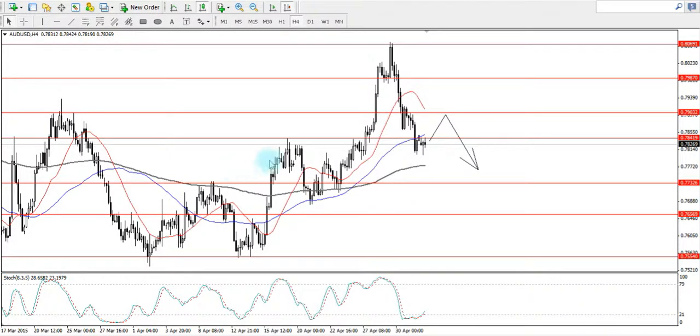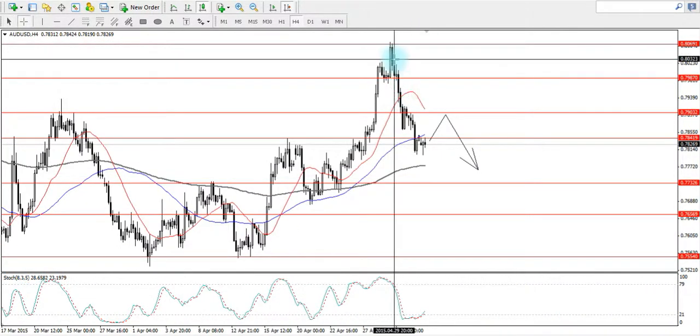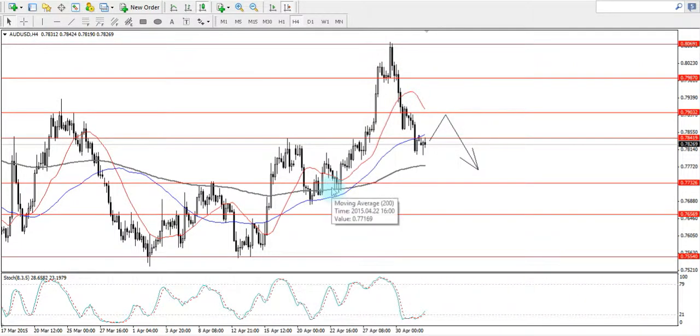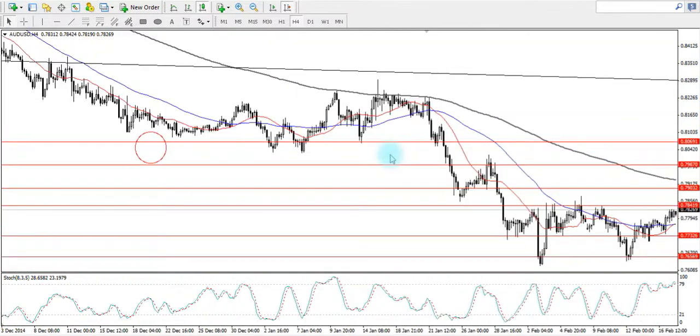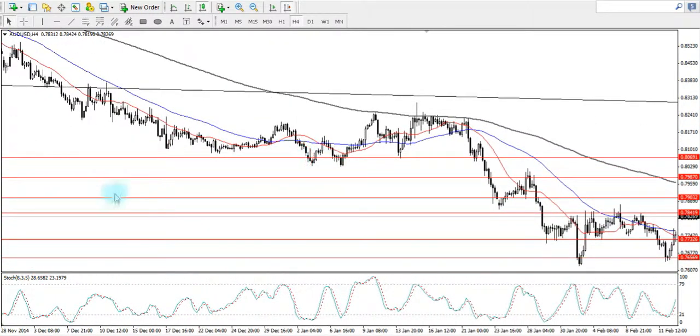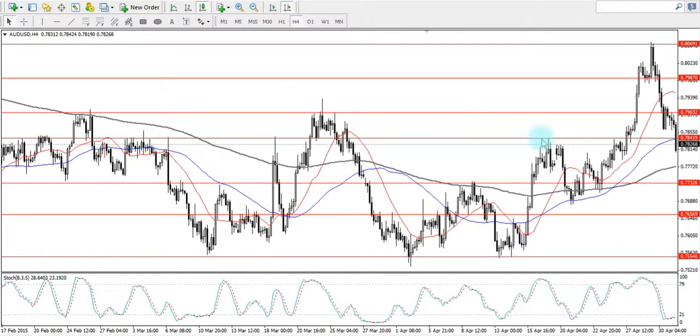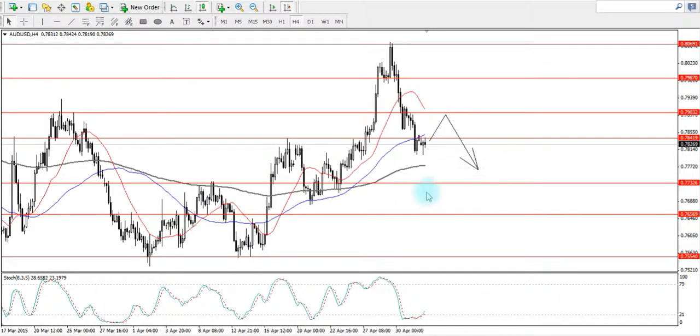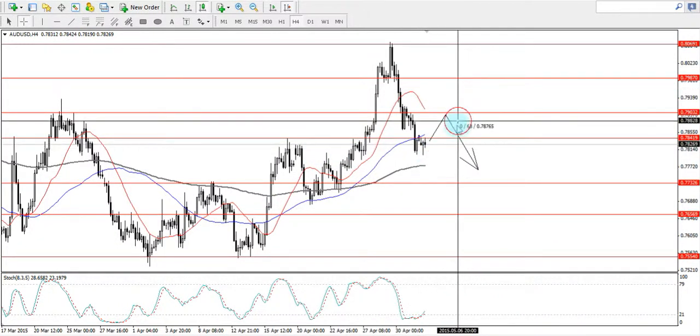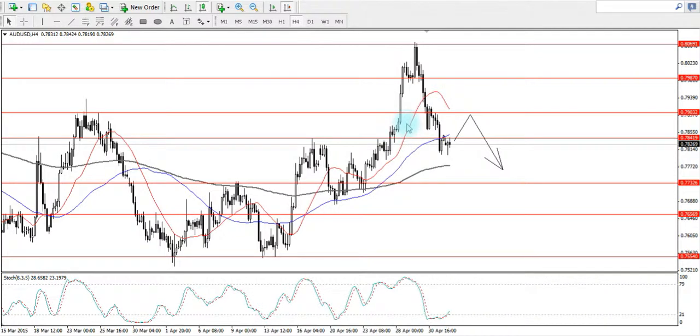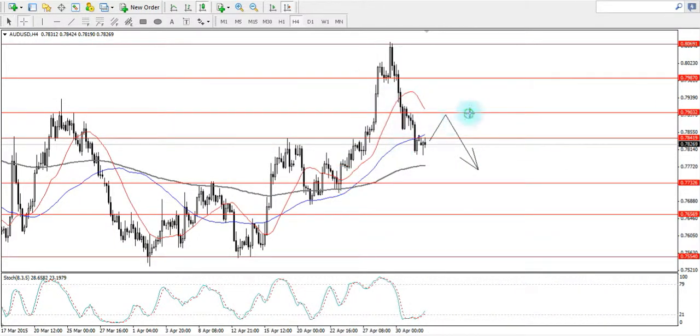Next we have the Aussie against the US dollar. As you can see, price has been resisted at the price of 0.8069, which was actually a key support level back then in the beginning of January 2015. Based on the chart pattern itself, we're actually expecting price to appreciate a little bit further, or rather retrace a little bit before we go for a short again, hopefully getting resisted at the price of 0.7903.